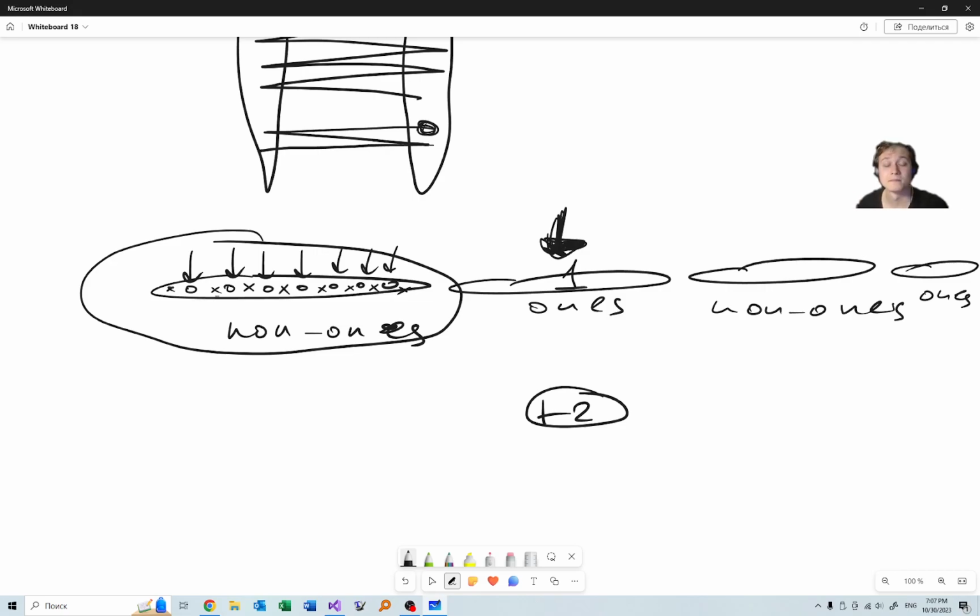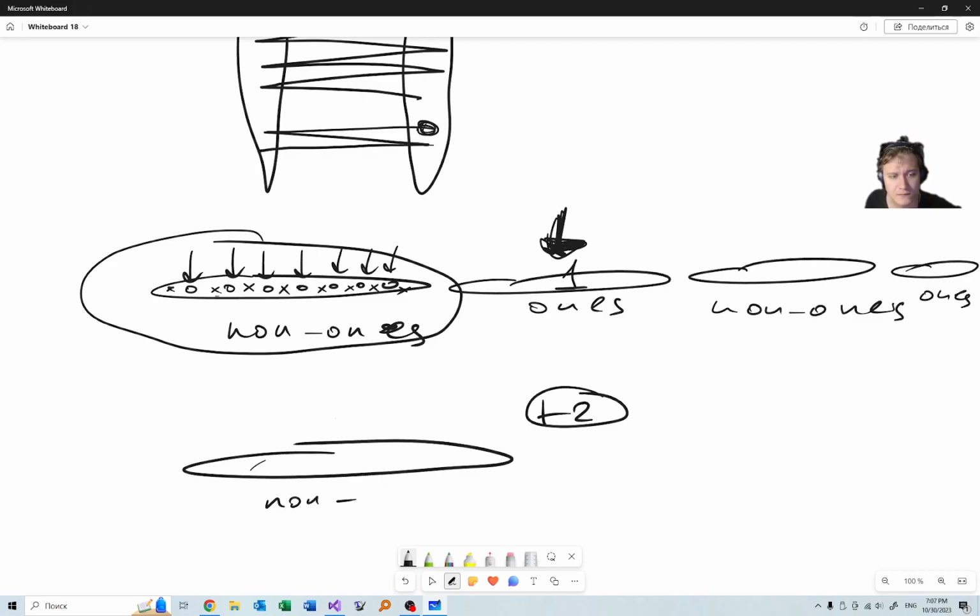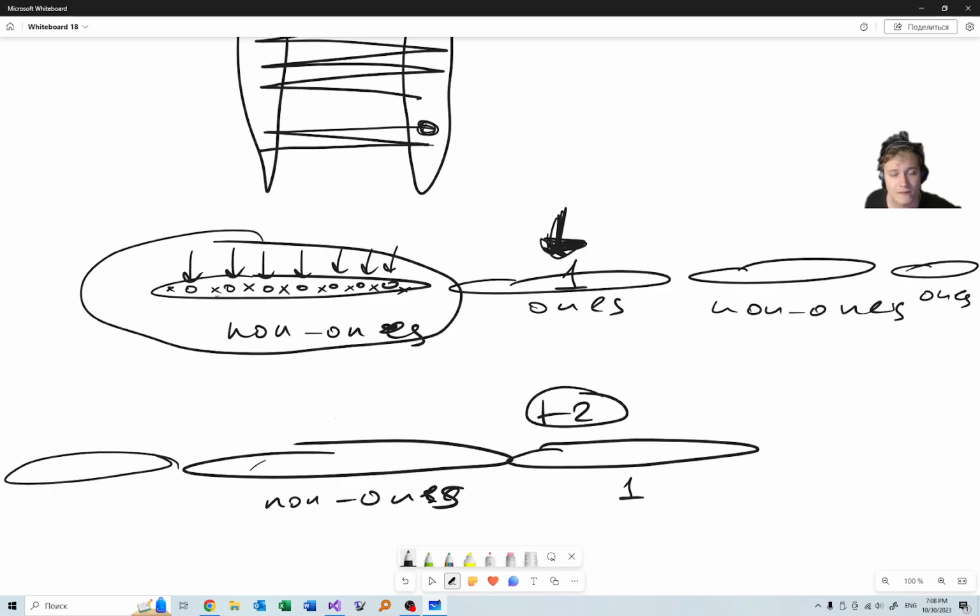Okay, what next? After that, so what? We have some block of non-ones, which can be maybe surrounded with ones. So after we have removed every second of them, yeah, let's look at some block.